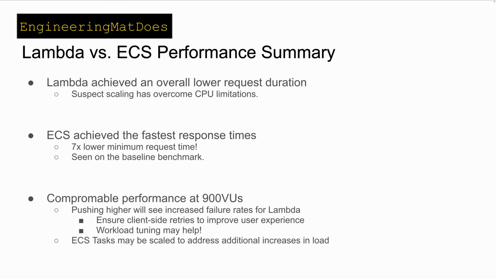In summarizing the performance test results, as mentioned, Lambda achieved an overall lower request duration, with ECS achieving the fastest initial response times. For our high load tests, we saw comparable performance from both deployment styles, and with some tuning, should be able to see stable Lambda performance beyond this level. A potential consideration would be to implement something like client-side retries, which could minimize the potential impact on users and still provide a great experience.